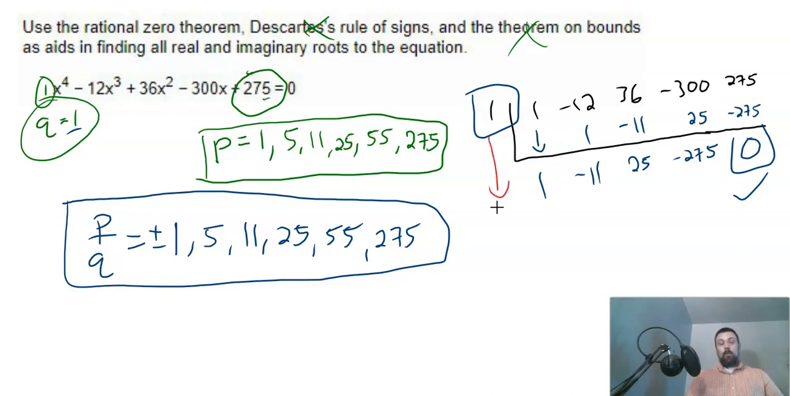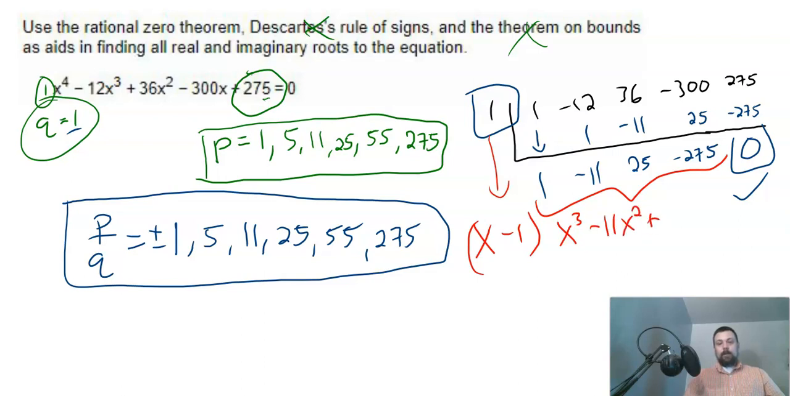So here, the 1 as a root gives me x minus 1 as a factor. The other factor will be this quotient, which actually this time starts with x to the 3rd power. Right? This is (1x^3 minus 11x^2 plus 25x minus 275), and it's still equal to 0. And sorry, I forgot the parentheses there. All right, so that's the other factor.